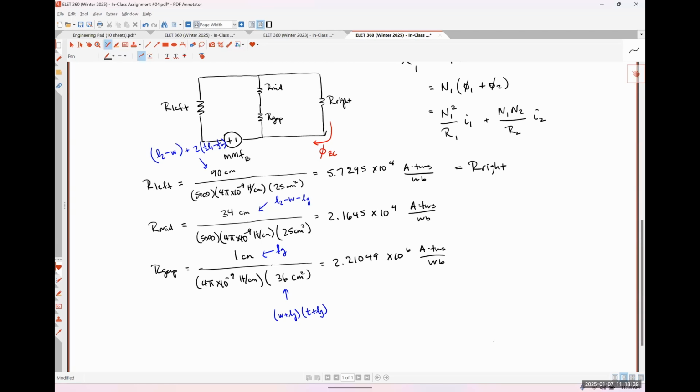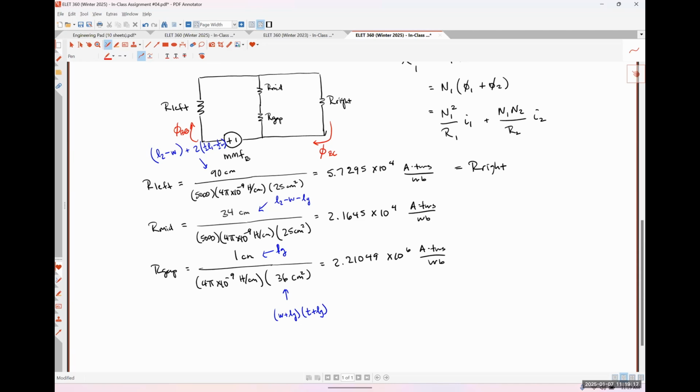Realistically, I could find the total reluctance seen by our MMF source, MMFB, to find the flux. I would call this guy right here phi BB. That's the flux generated by coil B that's passing through coil B. And then I could find out how much splits off by applying what is effectively current division, or flux division, to this network.